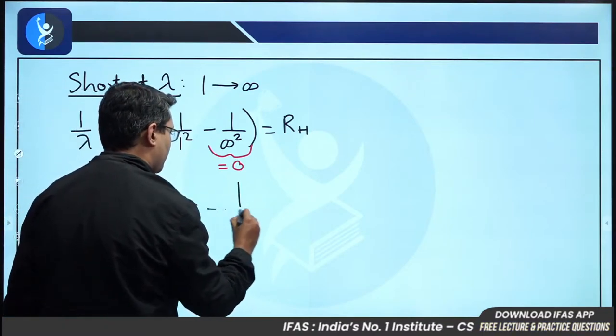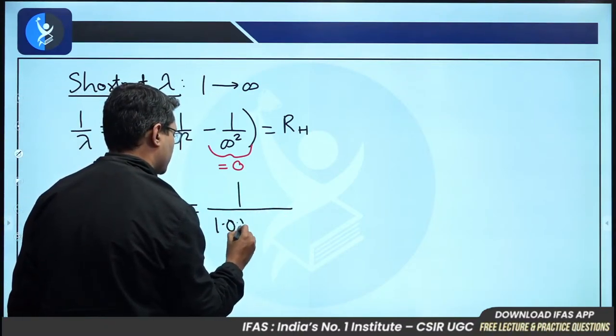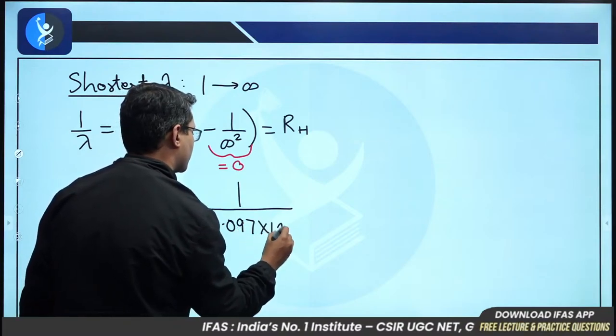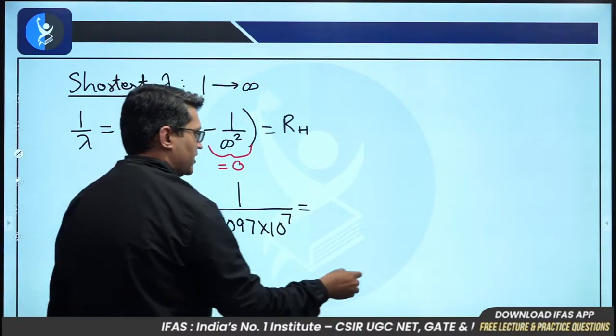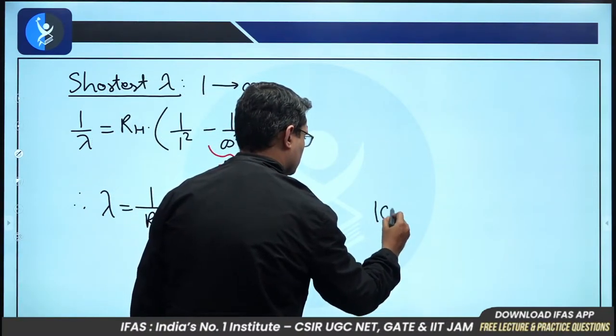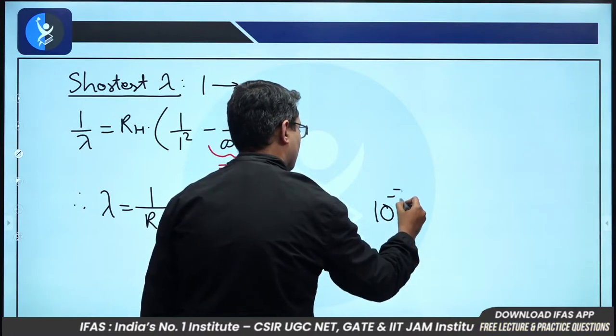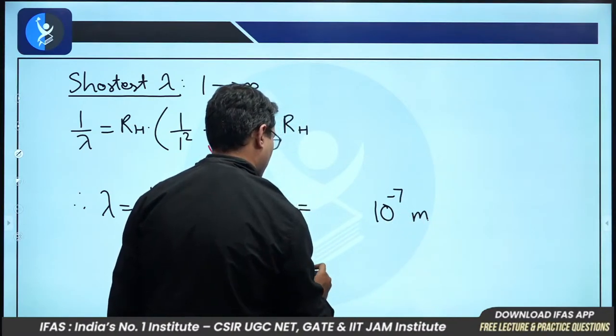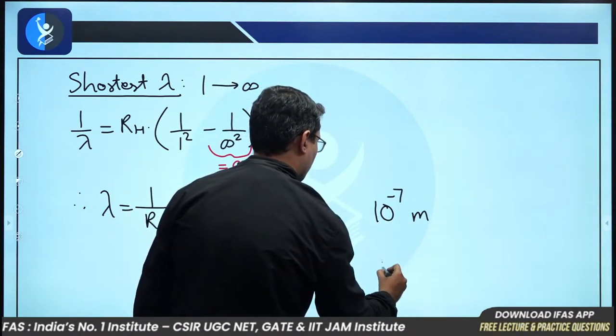That will be 1 upon 1.097 into 10 raised to 7. So can someone tell me what the answer is? First of all, in 10 raised to minus 7 meters, and then convert it to nanometers.